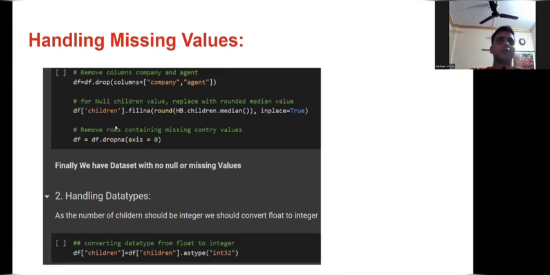After that, for the missing country values, we will remove the rows containing the missing values for country. There is another thing for handling data types: the number of children is given as float, but it should be an integer, because normally we count in integers and the number of children should be an integer. So we will convert it to integer.